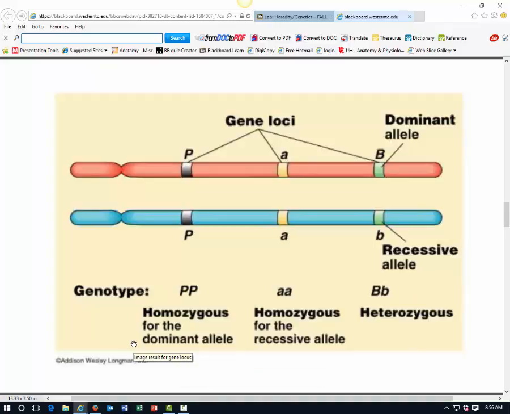So again, those are dominant and recessive alleles. The dominant allele is always a capital letter. The recessive allele, we assign a lowercase letter. And genotype is the combination of alleles that we inherit from our parents. The only way to determine someone's genotype is to do genetic testing and look at the specific alleles that are inherited on their chromosomes.